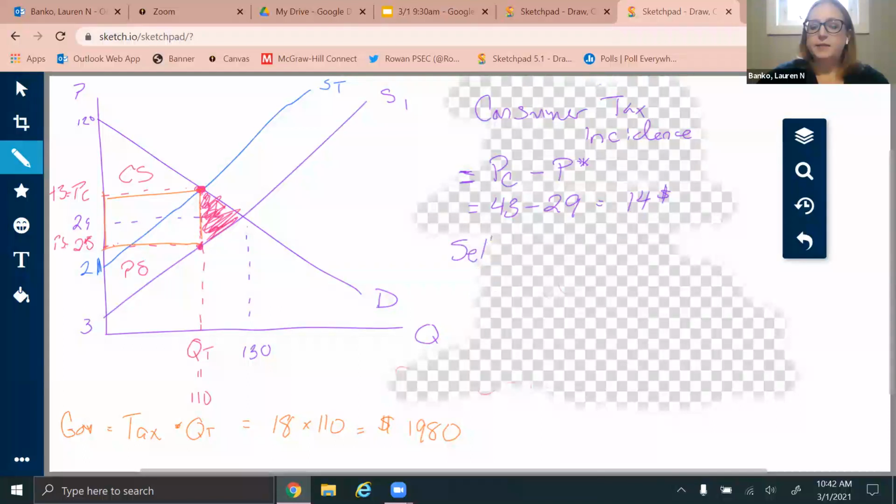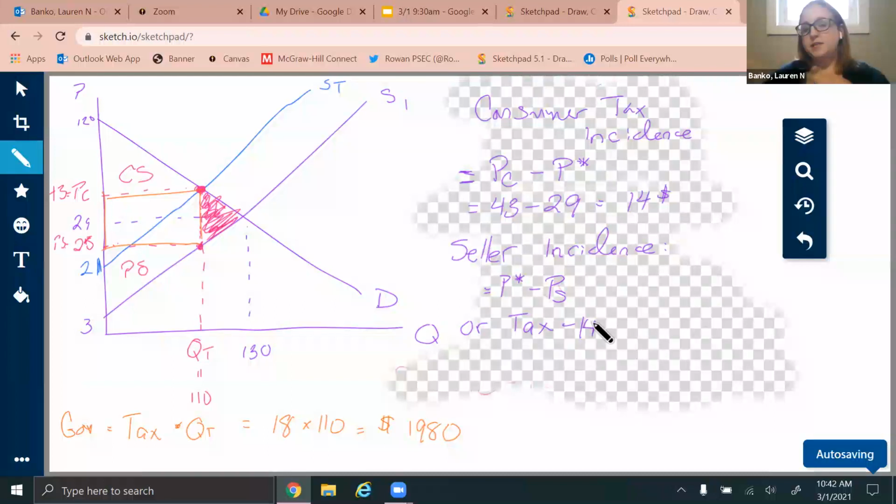The seller incidence we can find in two different ways. We can use the equilibrium price and then subtract what they're receiving now. Or we can take the tax amount and subtract the consumer incidence, so what we found above. Because these are the only two parties paying the tax. So altogether, the tax incidence has to be 18. So 18 minus 14 means that the sellers are paying $4 of the tax.